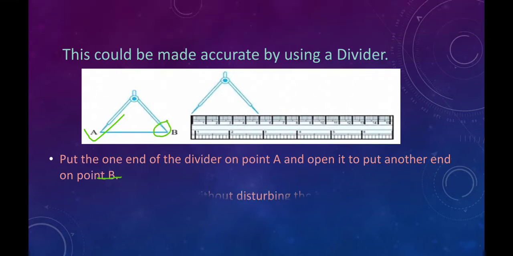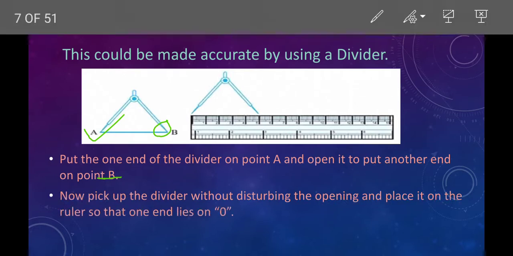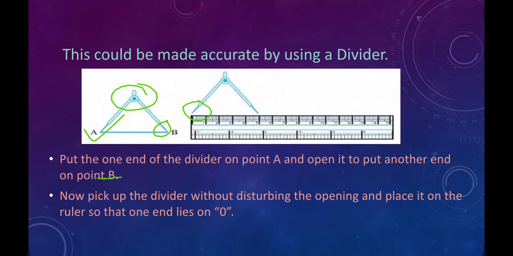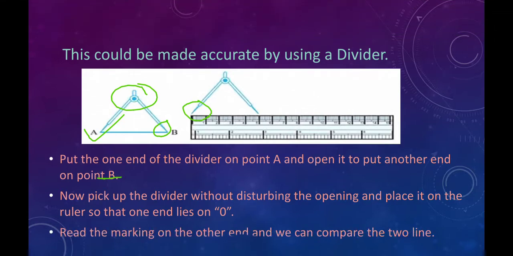Clear? Next, pick up the divider without disturbing the opening. Without changing this opening, we take the divider and place it on the ruler, so that one point of the divider is at the 0 point, and we can measure the other. Then after marking the other end, we can compare the two line segments.